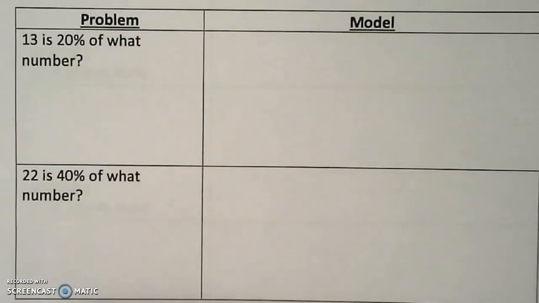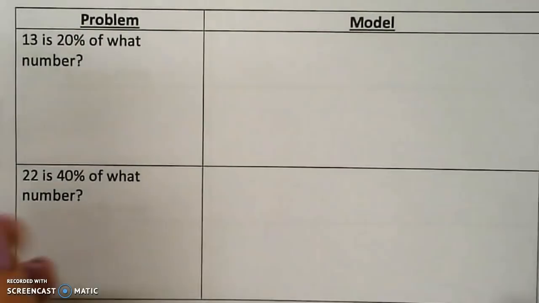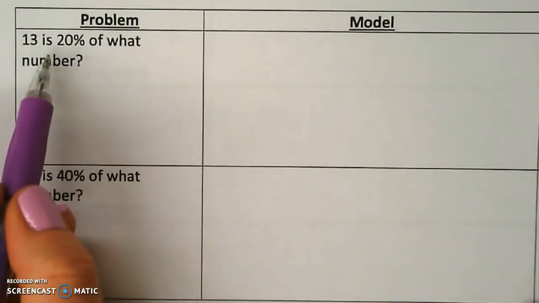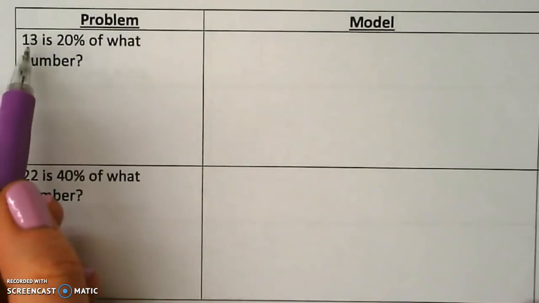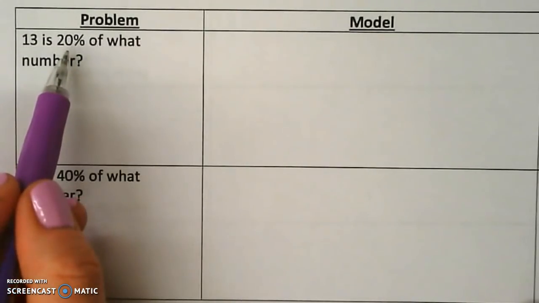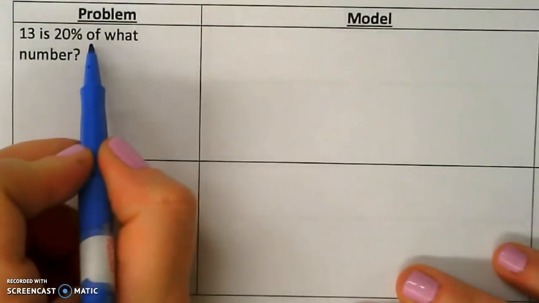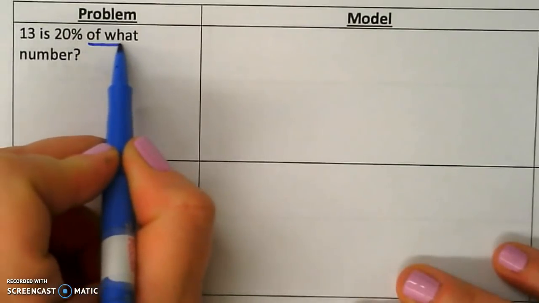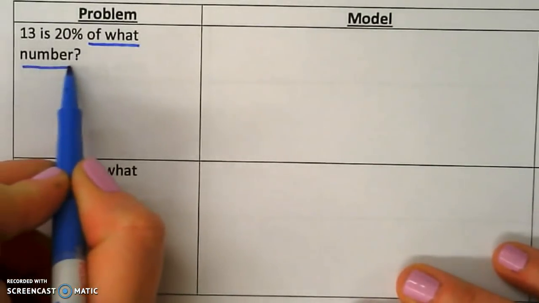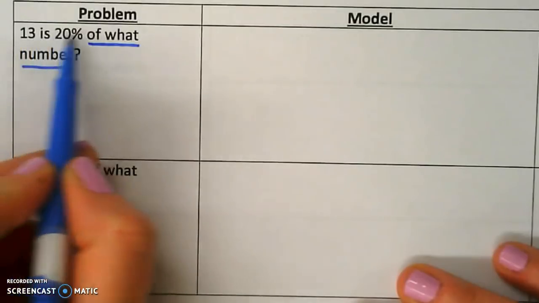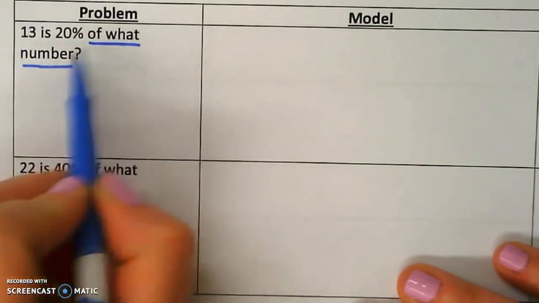And this homework is using what you get about information. You're going to be using a part and a percent to find the total number. And in class today, we looked at, whenever you read a problem like this one right here, it says 13 is 20% of what number?